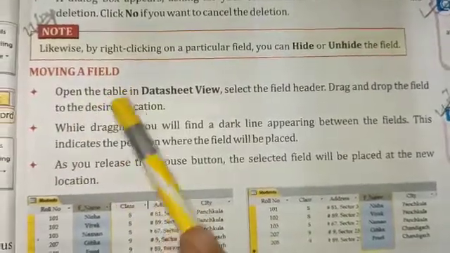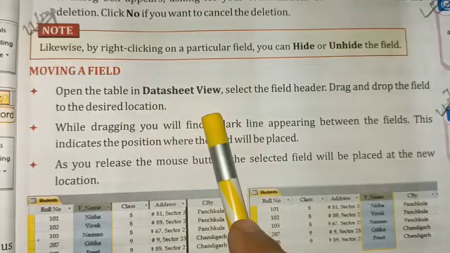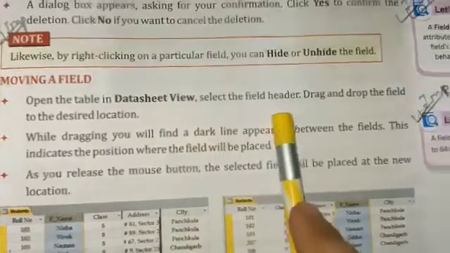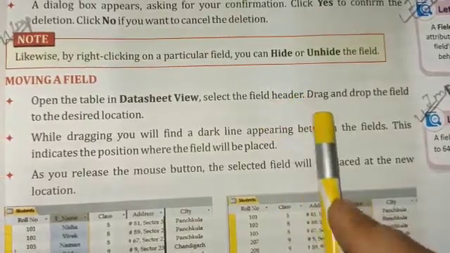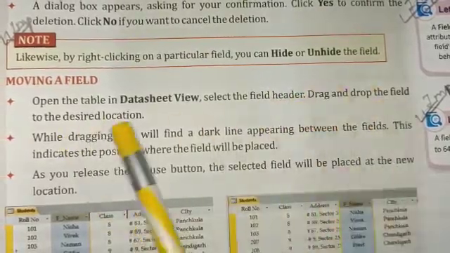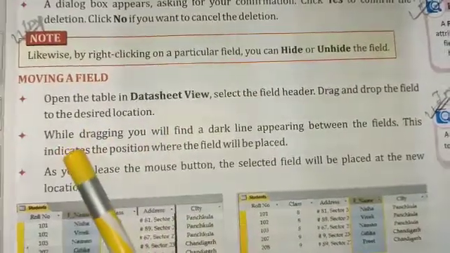Moving a field. Open the table in datasheet view. Select the field header. Click and drag the field to the desired location.